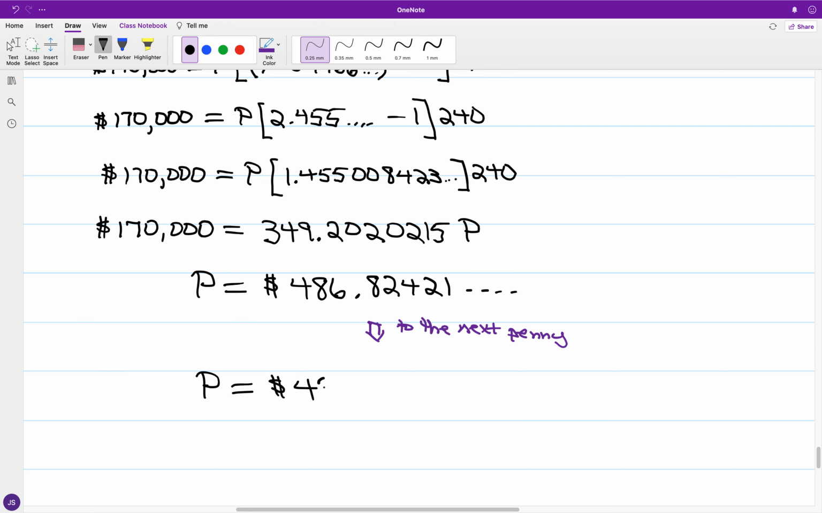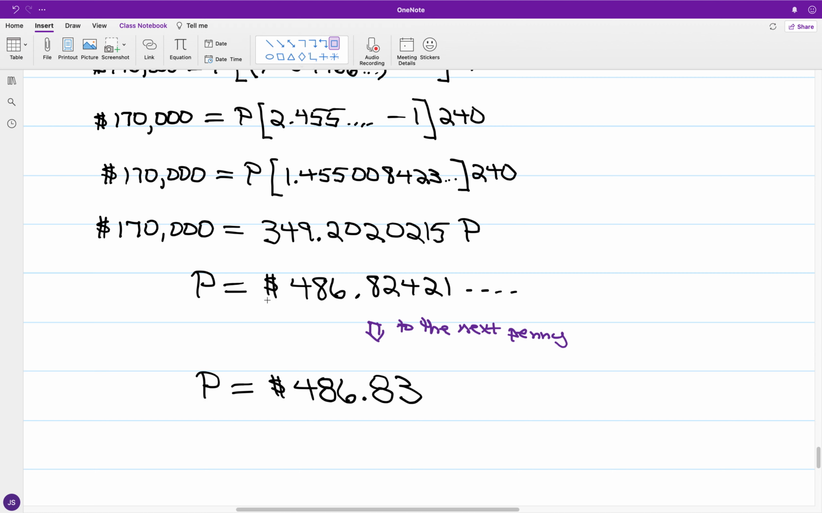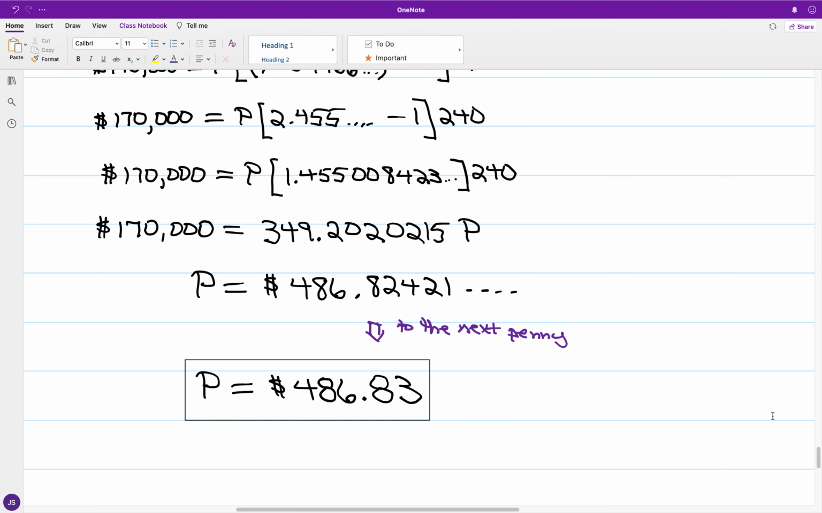So for what we're going to have here, you have $486 and 83 cents. Okay, so we have this particular financial arrangement. Someone puts in 486.83 every month, say at the end of the month, doing this every month for 18 years, where interest is compounded monthly at 5%.